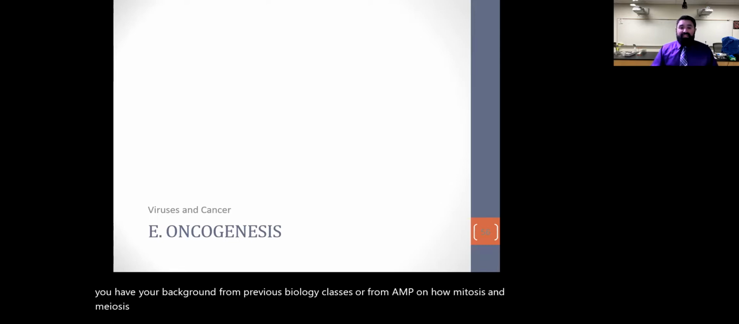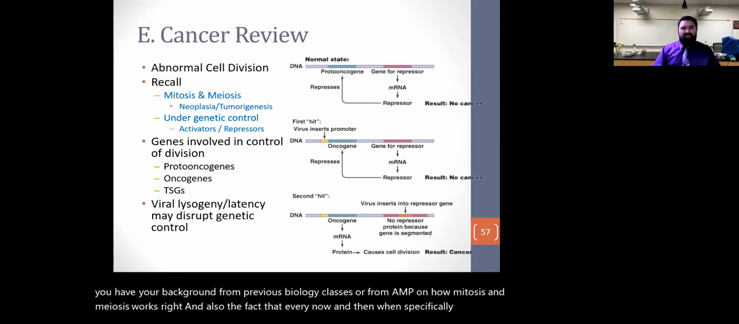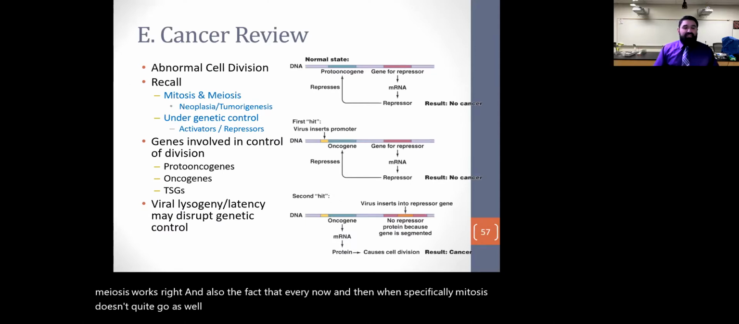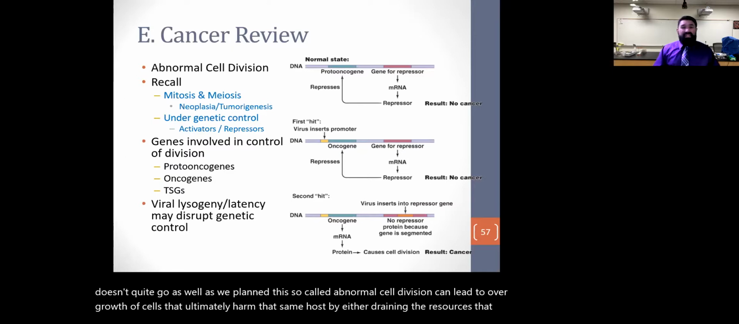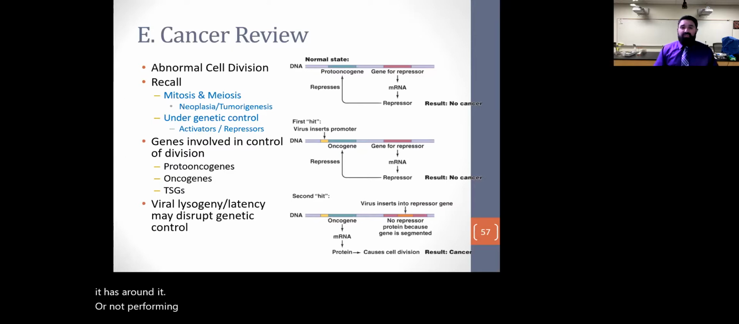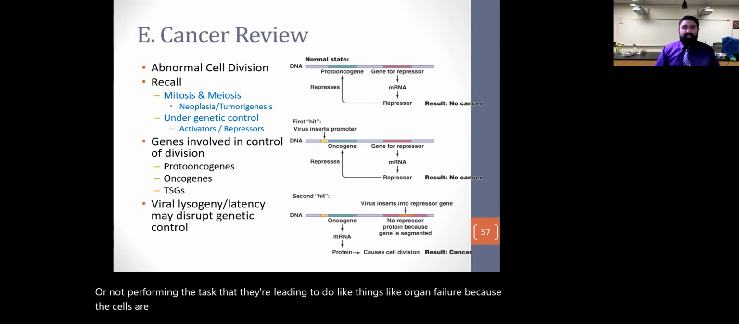And also the fact that every now and then, when specifically mitosis doesn't quite go as well as we planned, this so-called abnormal cell division can lead to overgrowth of cells that ultimately harm that same host, either by draining the resources around it or by not performing the tasks they need to do, like organ failure because the cells are no longer doing their jobs, right? So what's the big deal here?